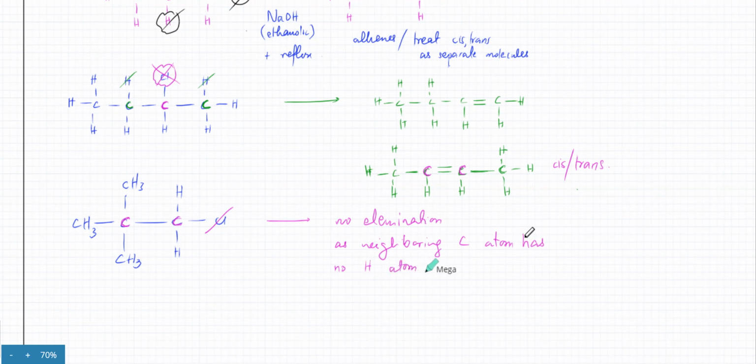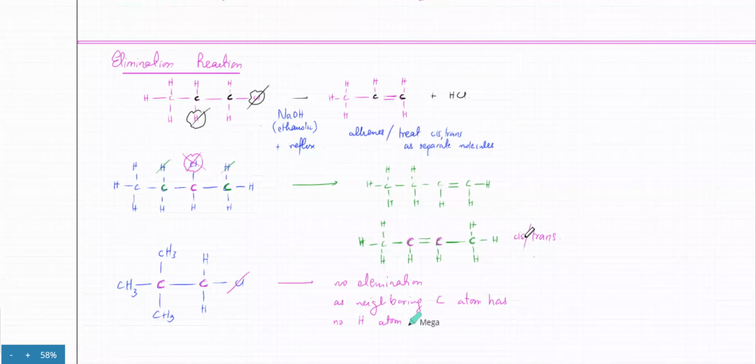Okay, is this clear? So be very careful with this. Elimination reaction is a simple reaction. You just need NaOH, ethanolic, and reflux. The halogen would be lost and the H would be lost from the neighboring carbon atom. Except that you have to figure out how many different alkenes could be formed. Make sure you treat cis and trans as different molecules, and sometimes elimination would not happen.